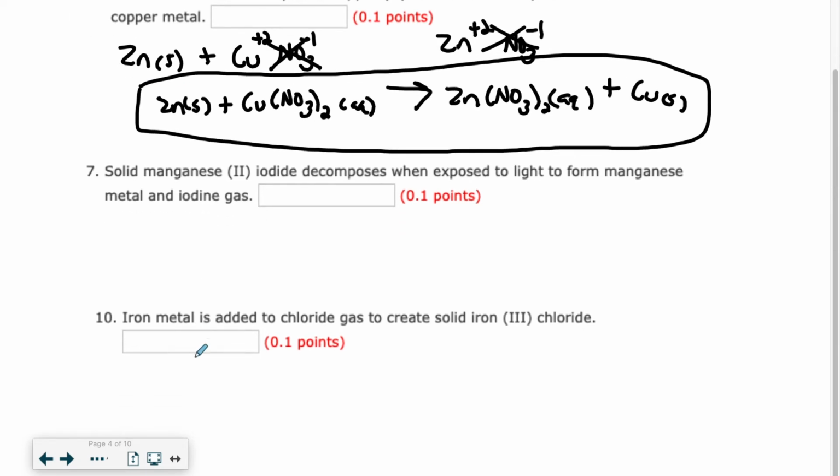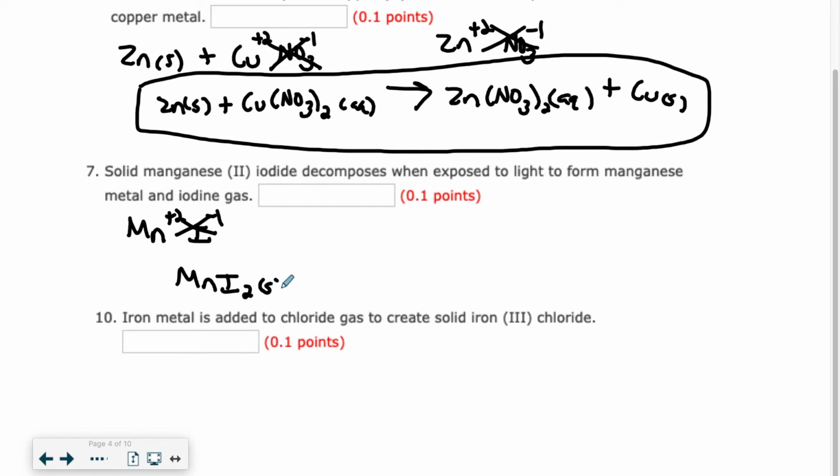Number 7, solid manganese 2 iodide. So we have manganese, which is Mn, not Mg. It's going to be a +2. They're telling us what charge to use. Iodide is going to be a -1, and we're going to crisscross those down. So we end up with MnI2.